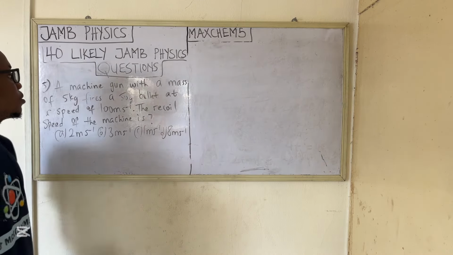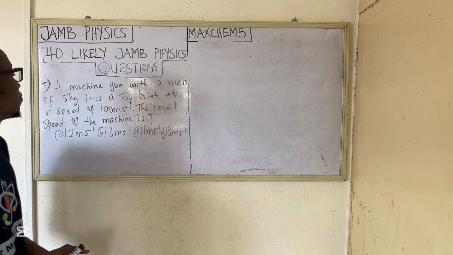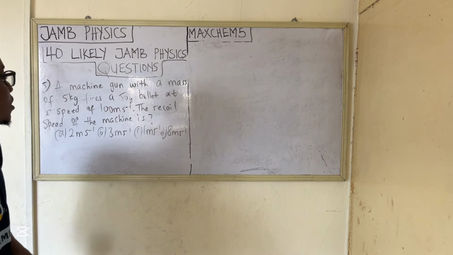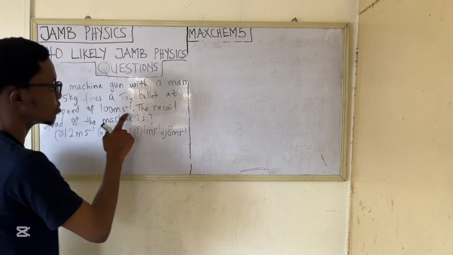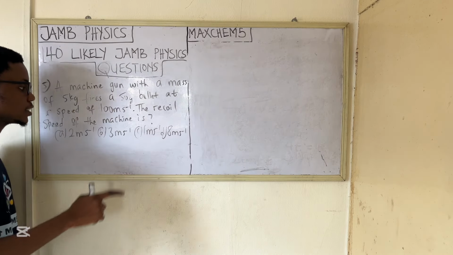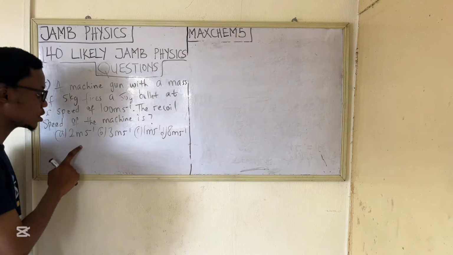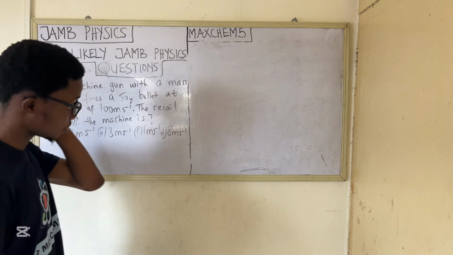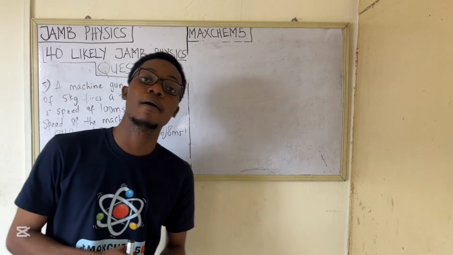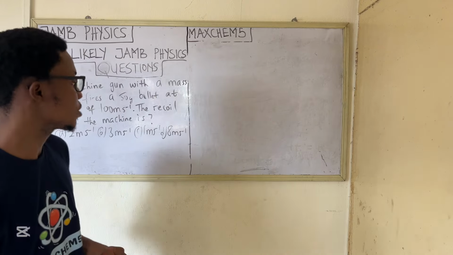Question 5. A machine gun with a mass of 5 kg fires 50-gram bullets at a speed of 100 meters per second. The recoil speed of the machine is: A, 2 meters per second; B, 3 meters per second; C, 1 meter per second; D, 8 meters per second.